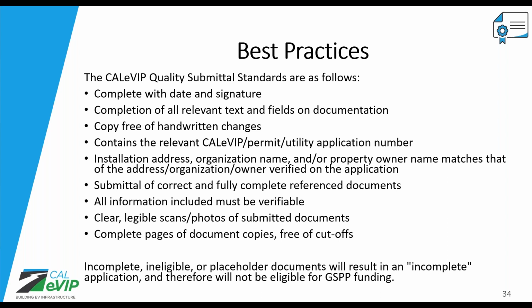When we're reviewing all of your documents, we expect them to be complete with dates, signatures, and all relevant text and fields filled out on the document. We ask that the copies you submit to us are free of any handwritten changes. It's really important that your Cali VIP application number is on the documents, as well as any permit or utility application numbers, if applicable. It's also important that your installation address and your organization name or the property owner name matches the address and the organization or property owner that's listed on the application itself.